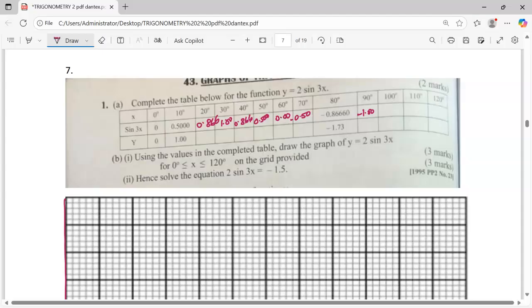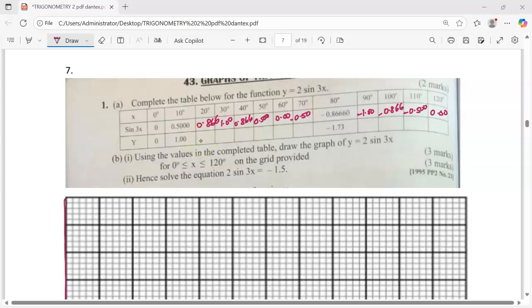Sin of 300 will give us negative 0.866. And next we are going to have 110 times 3, which is 330. Sin 330 will give us negative 0.500. Next we have 120, so we are going to have 3 times 120, which is 360. Sin of 360 will give us 0. So this is 0.00. Next we go and get y.